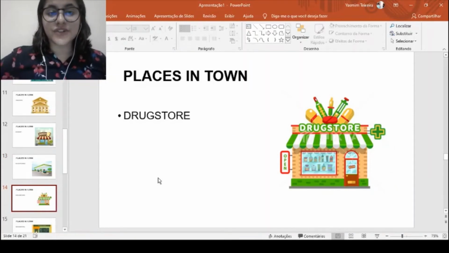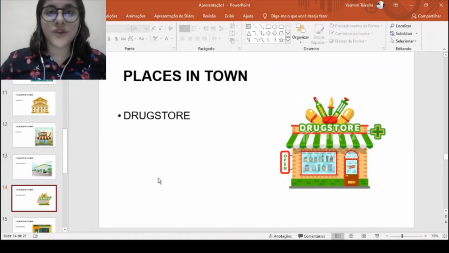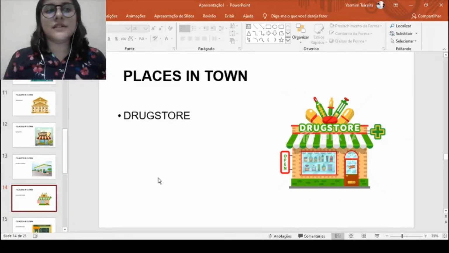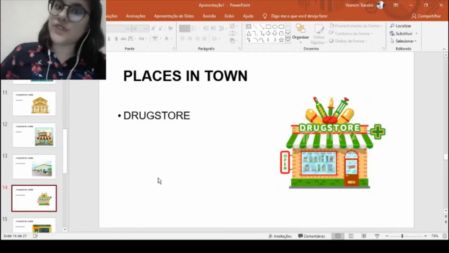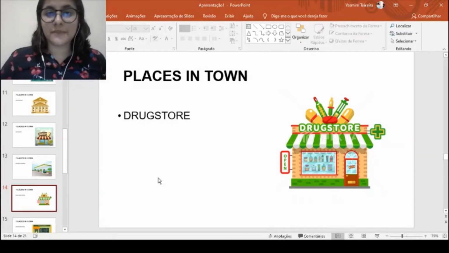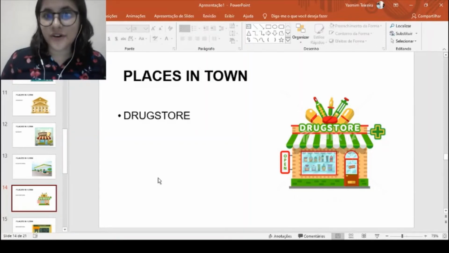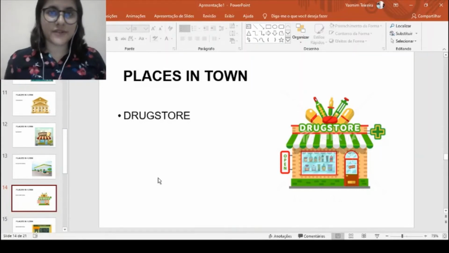Next, drugstore. This is a drugstore. Let's repeat. A drugstore is the place where you can buy remedies, sunscreen lotion, and a lot of things, but the thing that you find most is remedy. So a drugstore is a place where you can buy remedy. Remédio, like Pague Menos, drugstore, Drogasil, drugstore. They are drugstores.